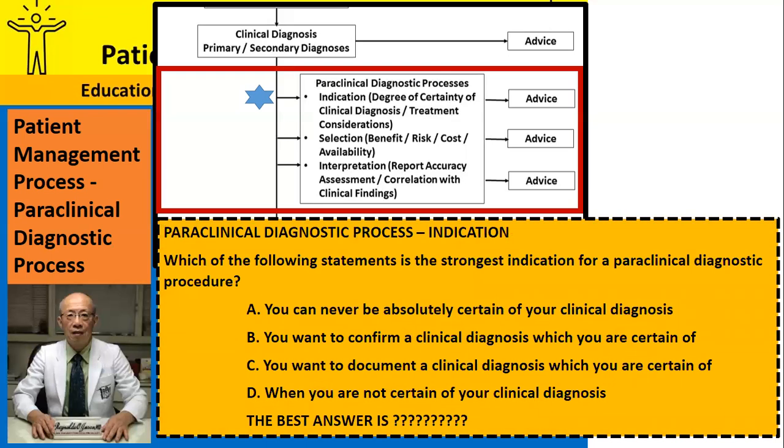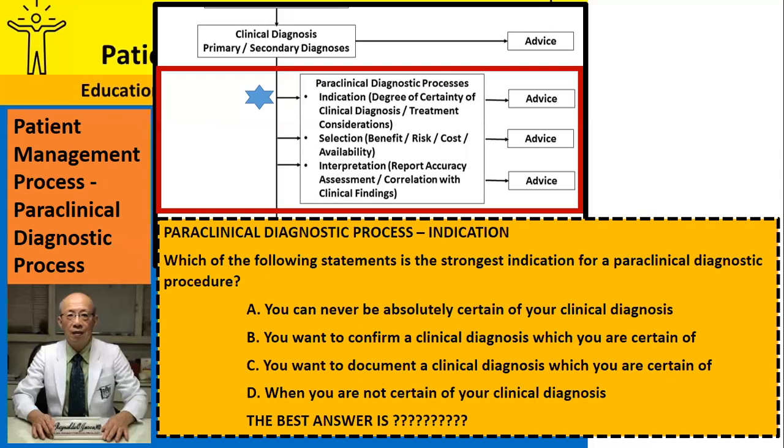Here is a tickler that will stimulate you to think. Which of the following statements is the strongest indication for a paraclinical diagnostic procedure? 1, you can never be absolutely certain of your clinical diagnosis. 2, you want to confirm a clinical diagnosis which you are already certain of. 3, you want to document a clinical diagnosis which you are certain of.